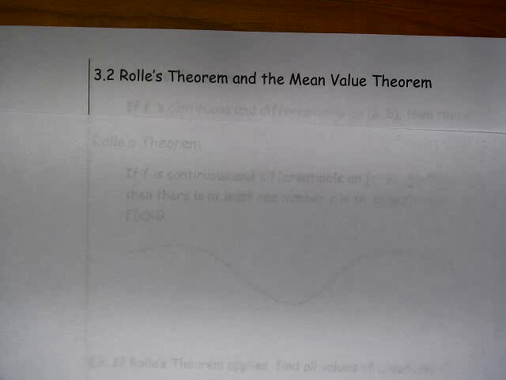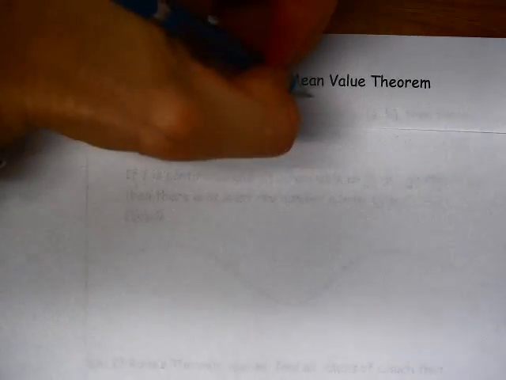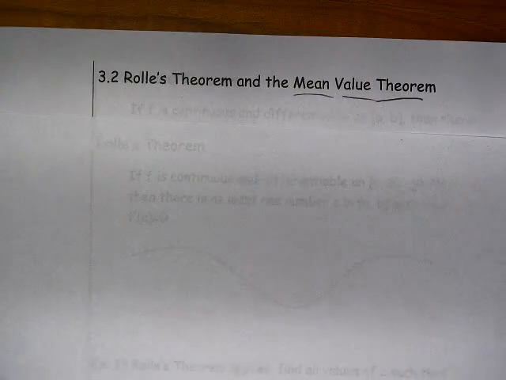So section 3.2, we're going to talk about two theorems, Rolle's theorem and the mean value theorem. The mean value theorem is one of the few theorems in our course that we actually use by name on a frequent basis. We had one in the last chapter called the intermediate value theorem, so that comes up quite a bit, and we use that by name. The mean value theorem is another.